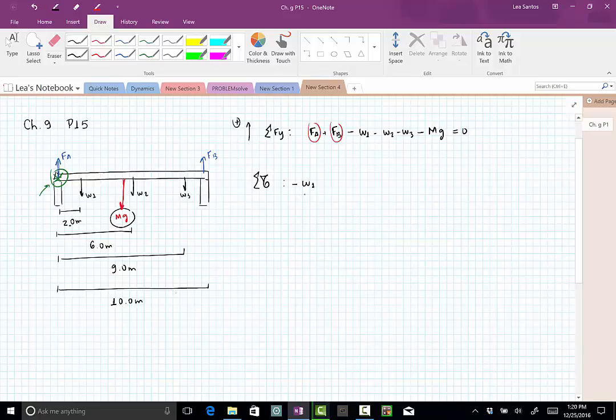So it's going to be minus weight 1 multiplied by that distance 2, minus weight 2 multiplied by that distance 6, minus weight 3 multiplied by that distance 9, and then do not forget to include also the weight of the table, again negative, minus mg, and that distance is 5, and then finally our unknown, trying to move counterclockwise, so plus Fb, and that whole distance 10. All this is equal to 0. So now from here we can find Fb. Once we have Fb, we can find Fa.